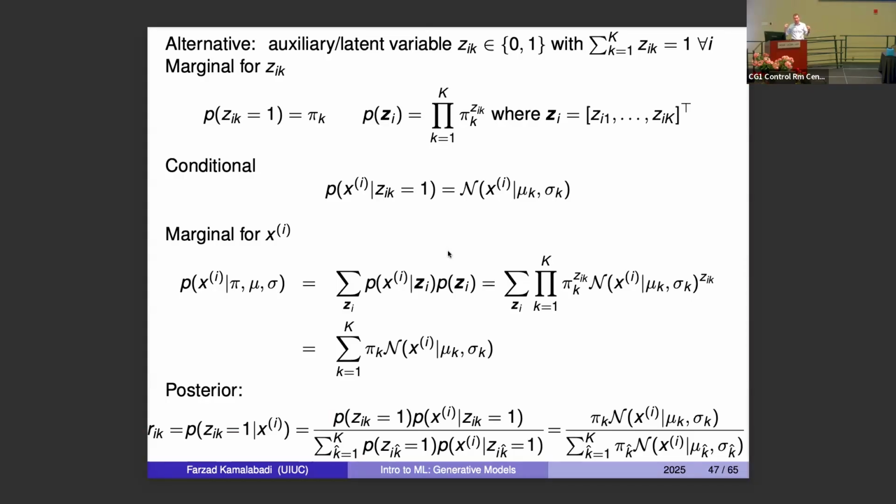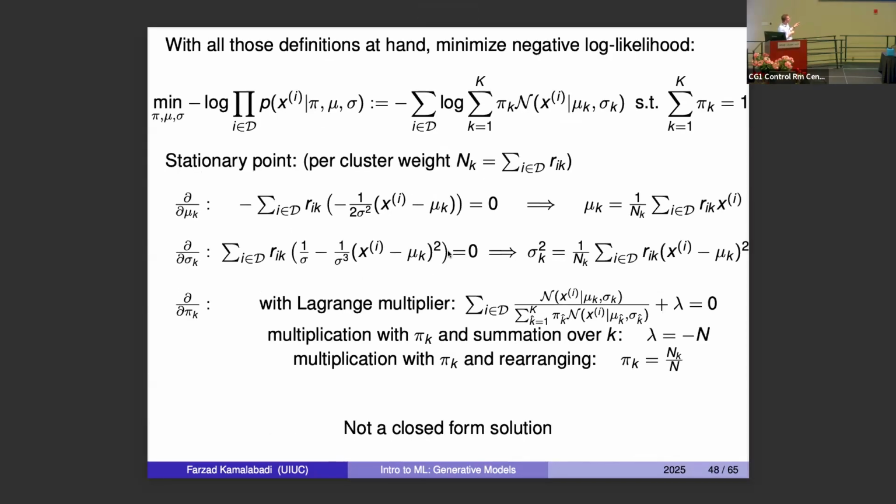So it becomes a soft assignment. It's not a hard assignment of is it in that cluster or not. It's how much of it is in that cluster. And that's exactly what this responsibility captures. And with all of these definitions, we minimize negative log likelihood. And there's a stationary point.